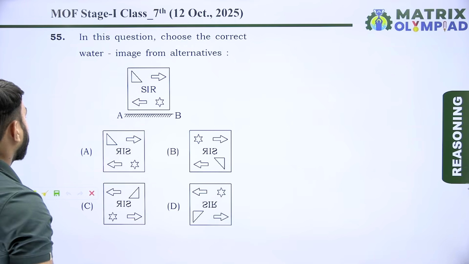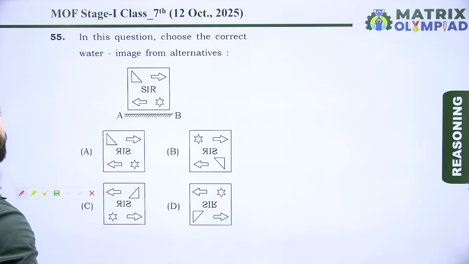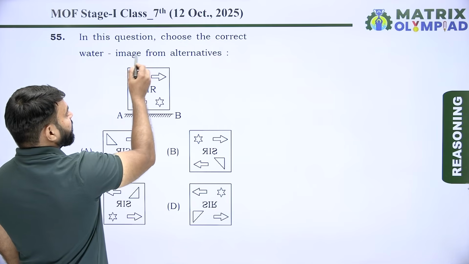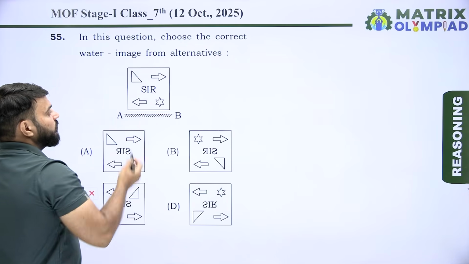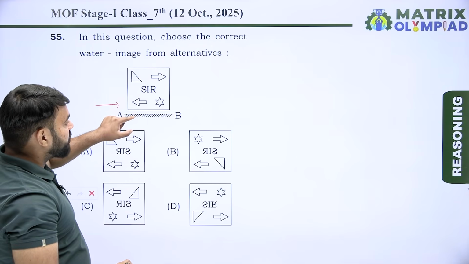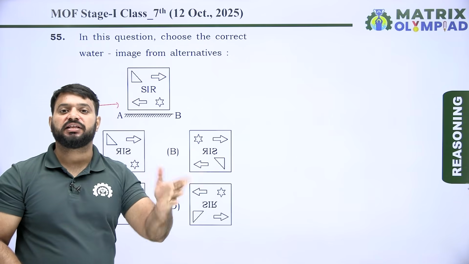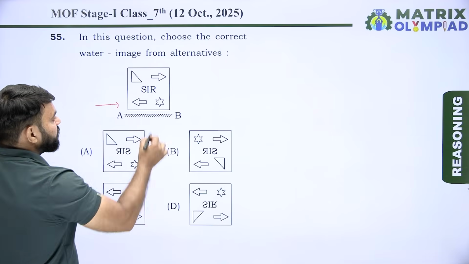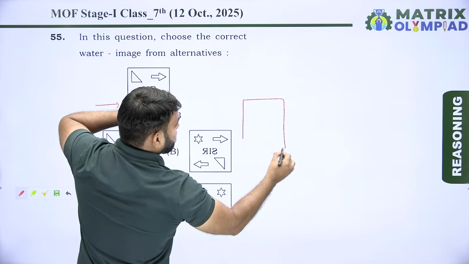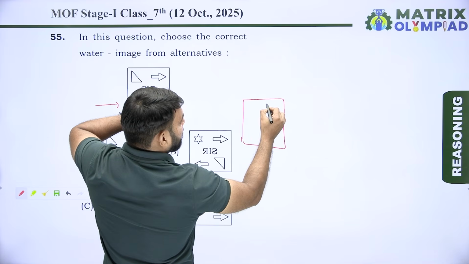So now the next question is, in this question choose the correct water image from the given alternatives. So find the water image of the given figure. In the water image, the part of an object which is near to the water will remain near to the water in the water image. So first find the water image of this part. The water image of this part will look something like this.